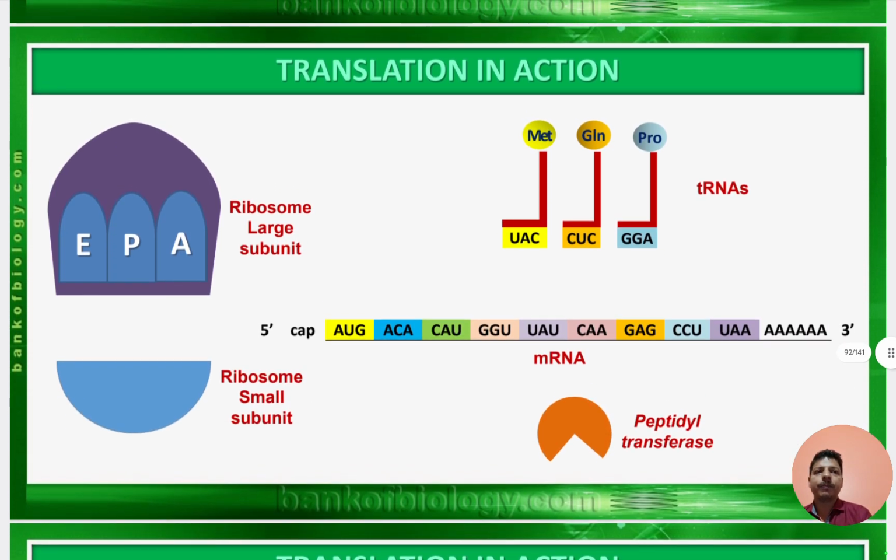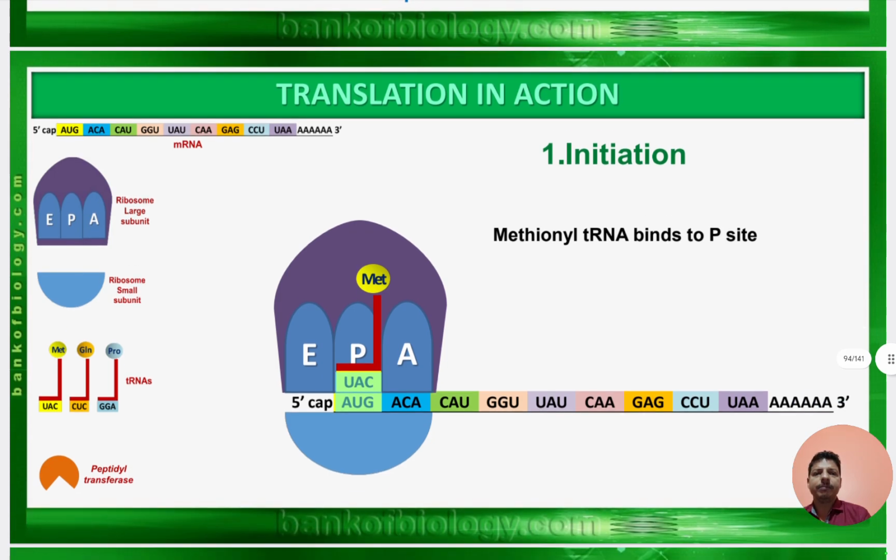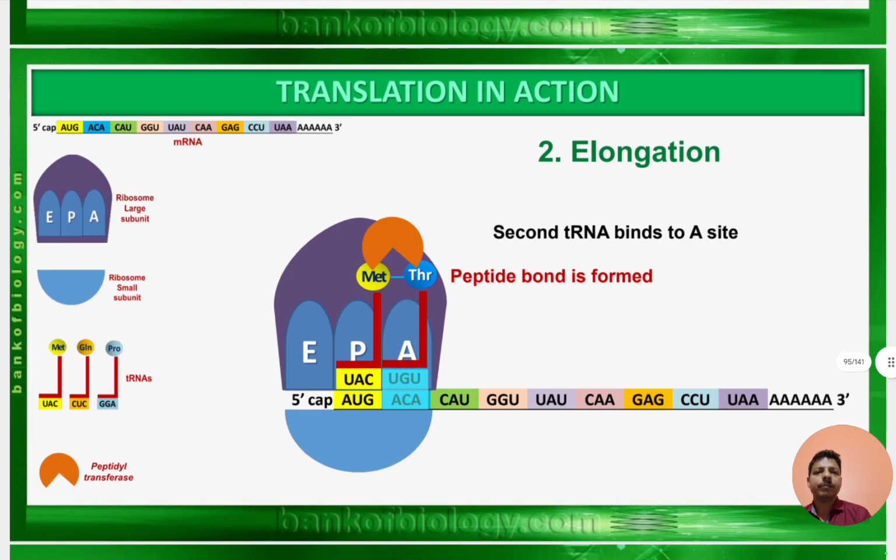Then see the diagram: larger subunit, ribosome, smaller subunit, tRNAs and peptidyl transferase on the mRNA. Initiation occurs like this, at AUG. Then in initiation, methionine tRNA binds at the P site. Then elongation: the second tRNA binds at the A site, that is tyrosine binds at the A site. A peptide bond is formed.